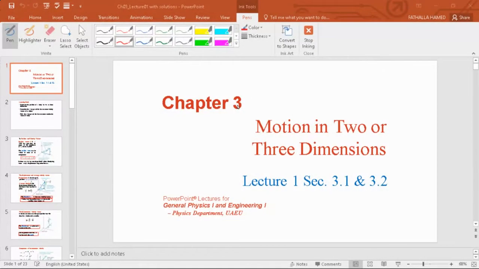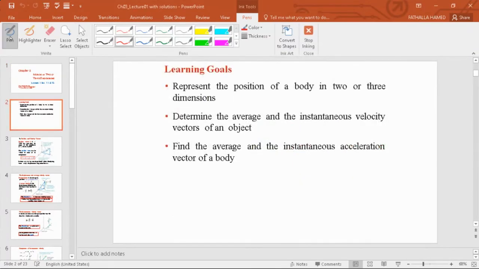All right, today we're going to start the first lecture of chapter number 3. And our learning goals for today are, first, represent the position of a body in 2 or 3 dimensions. Second, determine the average and instantaneous velocity vectors of an object. And the third learning goal, find the average and the instantaneous acceleration vector of a body.